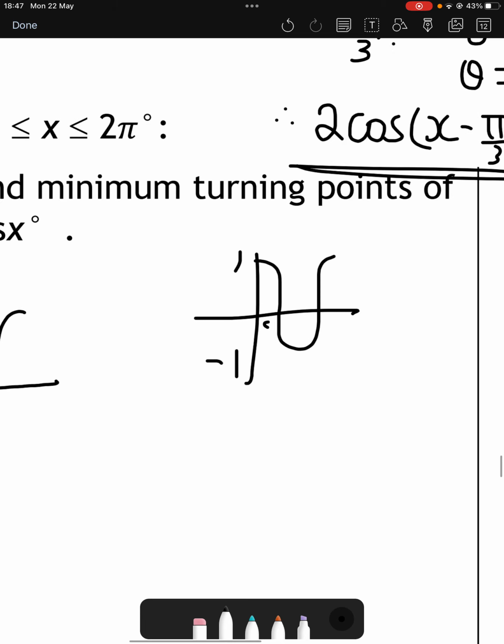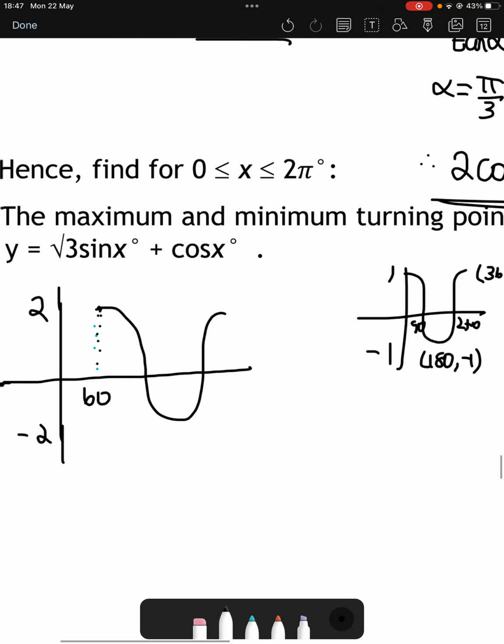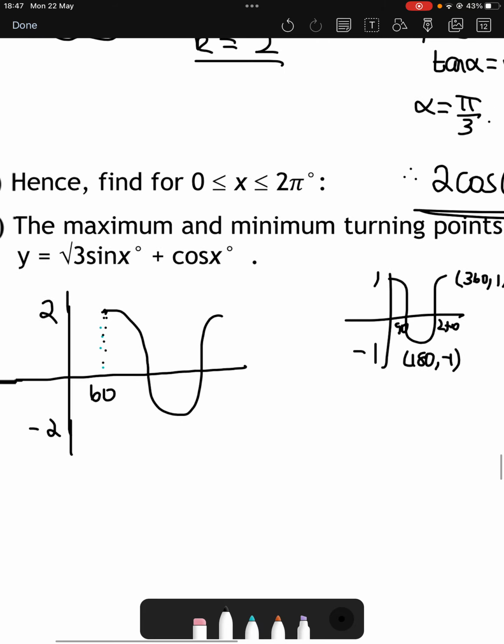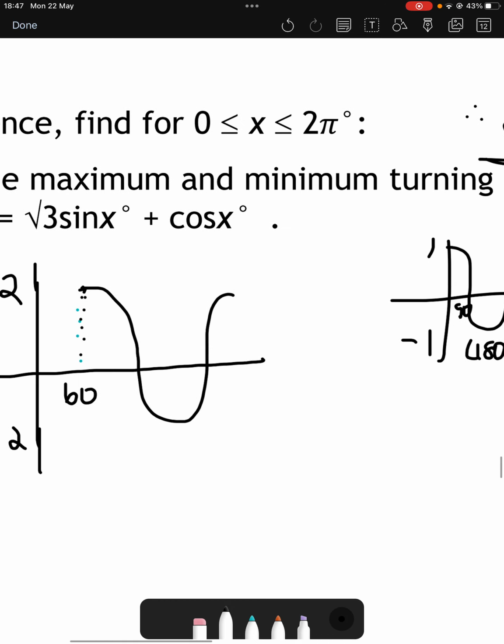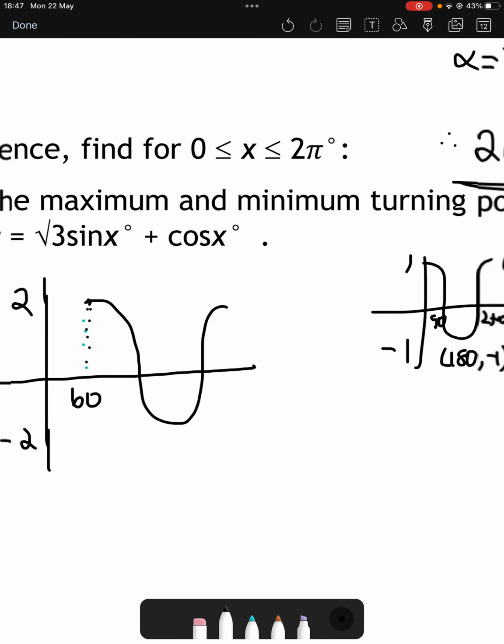We know obviously that's at 90. We know that that's at 180. If we think about the coordinates, negative 1 is the minimum. We know that's 270, 0, and obviously we know that's 360. Okay, so what's changed here? Well, we've moved everything 60 degrees. So all we want to know is maximum, minimum, and we're only going up to 2 pi.